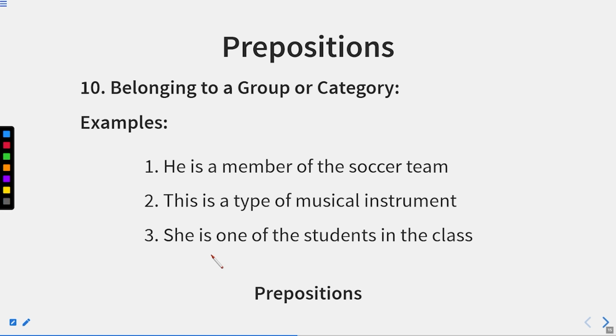Belonging to a group or category. He's a member of the soccer team. So member of the, this is showing the belonging to a group. When someone belongs to a group, we can use preposition of just to show that position. This is the type of the musical instrument. She is one of the students in the class. So here we can show the part of that particular group with the preposition of. Now let us move to the next one.